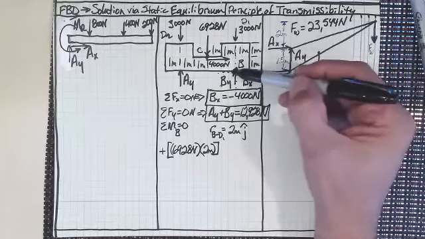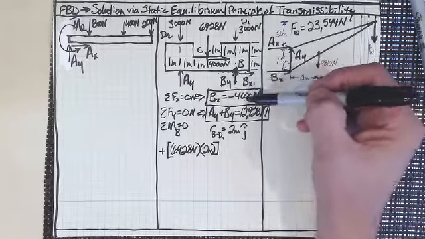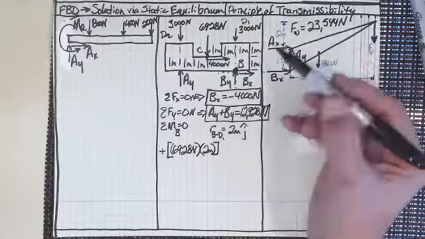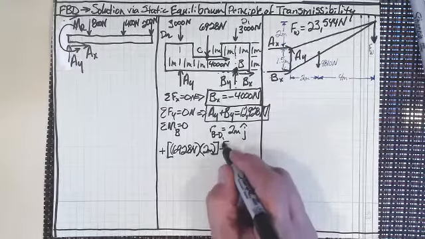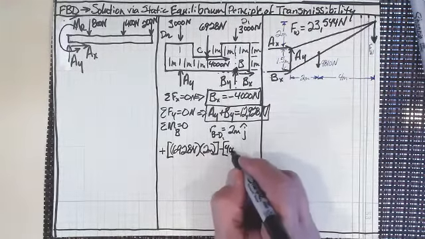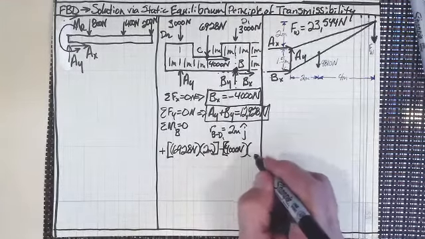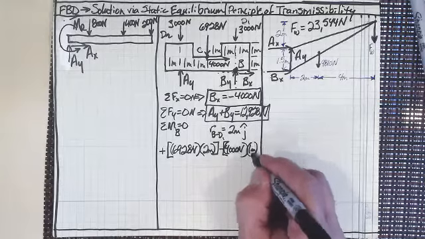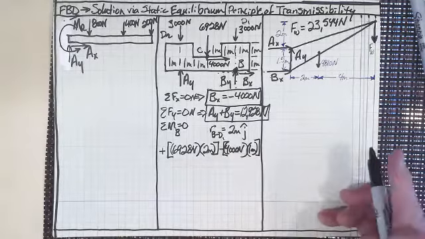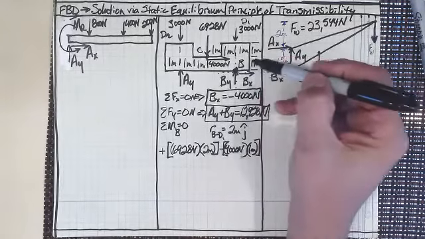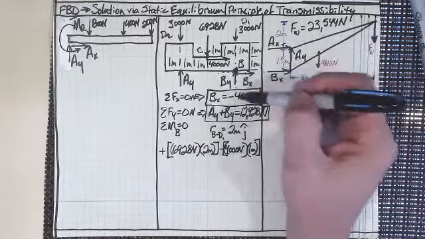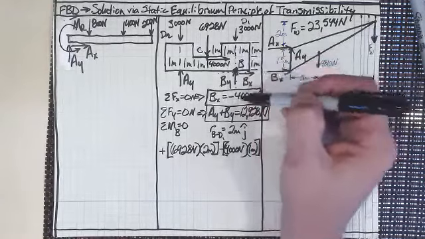How about this moment right here? Isn't that going to tend to turn it clockwise? So it'd be a negative moment. So minus 4,000 newtons times 1 meter, right? That would be our second one. That'd be the 4,000, and that's offset by 1 meter, and that's tending to cause it to go clockwise.